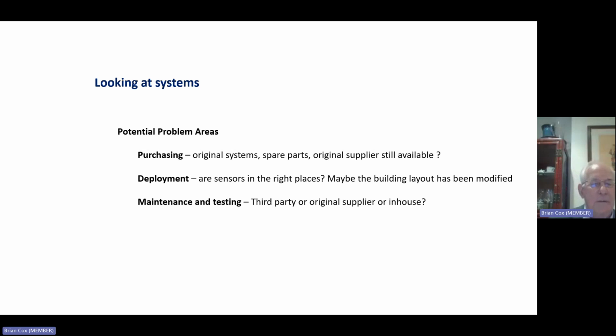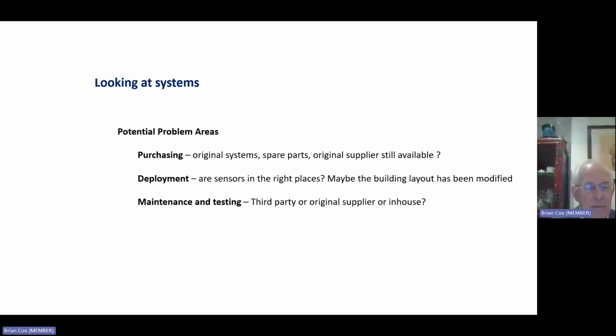So looking at systems, potential problem areas may be associated with purchasing. The original system, was it right for your building anyway? Is it very old now and needs replacing? Can you get spare parts? Is the original supplier still available?